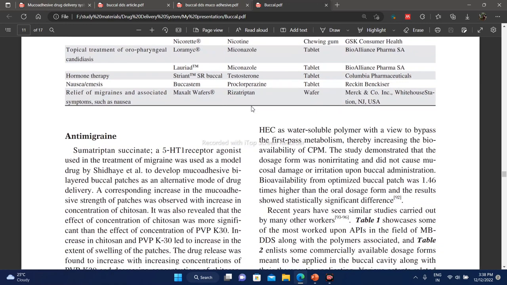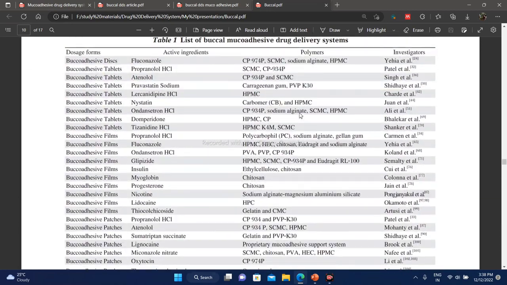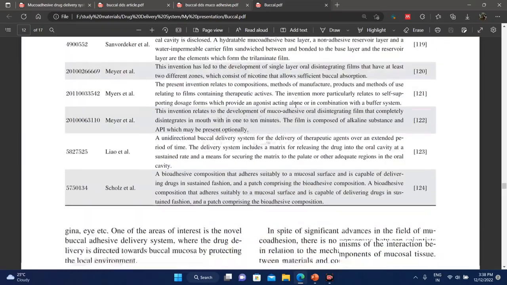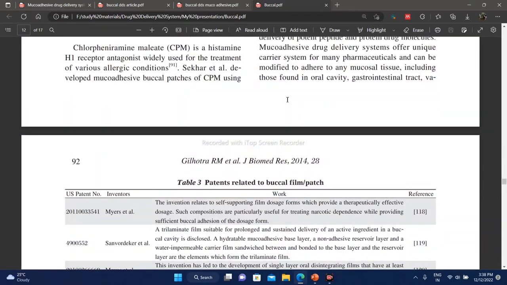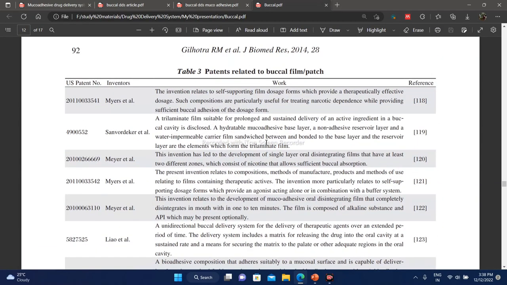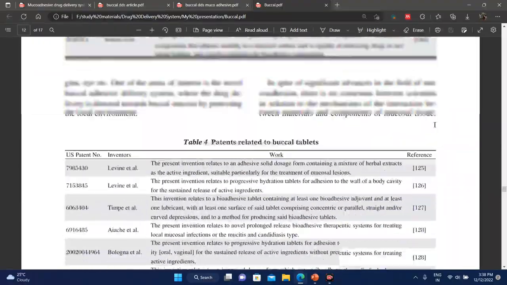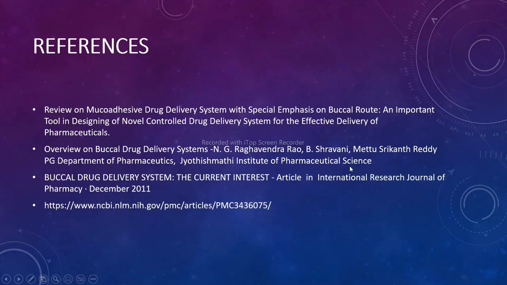So this is one of the examples which I wanted to show. Anybody who wants, take a screenshot. Then again, patented buccal films, these are all patents. So this article will be much more helpful. That is all the information I can give on buccal drug delivery systems.